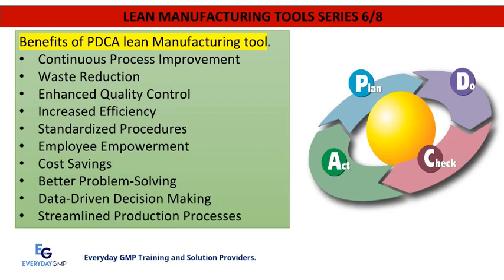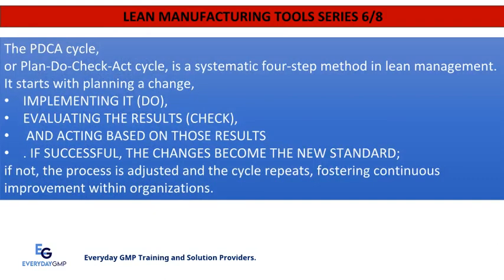decision-making, streamlined production processes. The PDCA cycle, or plan, do, check, act cycle, is a systematic 4-step method in lean management. It starts with planning a change, implementing it (do), evaluating the results (check), and acting based on those results. If successful, the changes become the new standard. If not, the process is adjusted and the cycle repeats, fostering continuous improvement within organizations.